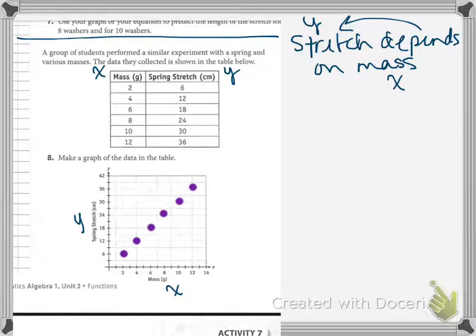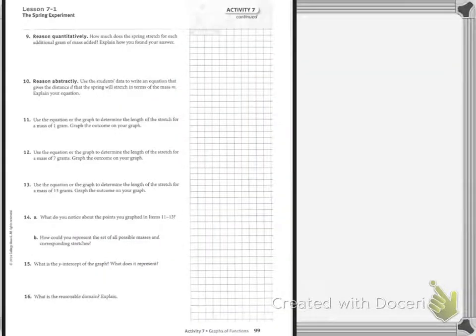And one of the things we need to think about is whether or not we need to connect these dots. We've talked about continuous and discrete data. We could technically connect this line if we wanted to, assuming we're going to use half-gram measurements or even smaller. For our purposes today, we'll leave them disconnected so we can see what's happening here.